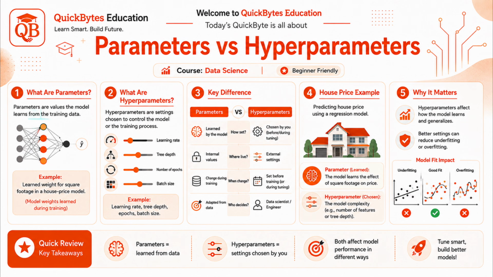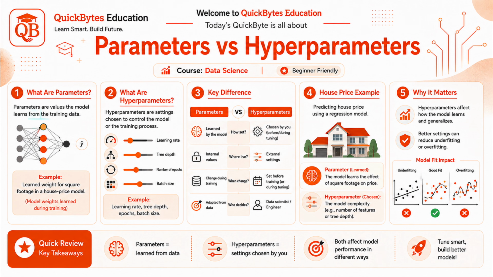Now let's separate 2 words that sound similar. A parameter is something the model learns from the training data. A hyperparameter is a setting that controls the model or the training process. For example, imagine a simple model that predicts house prices. During training, the model may learn how much square footage affects price. That learned value is a parameter. But if you choose how complex the model is allowed to be, that setting is a hyperparameter.